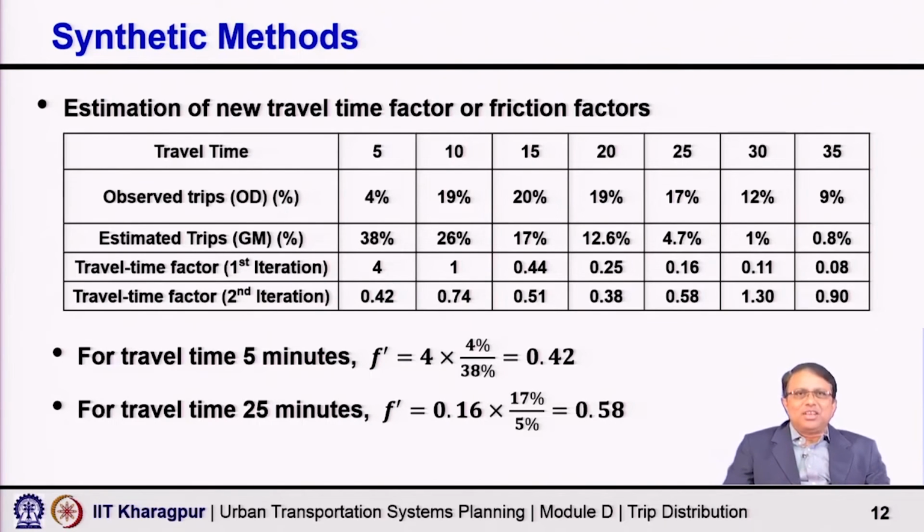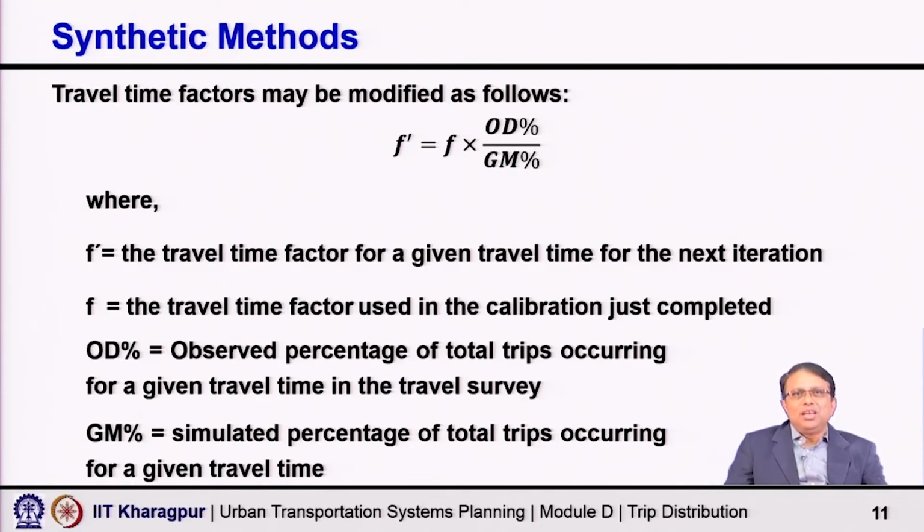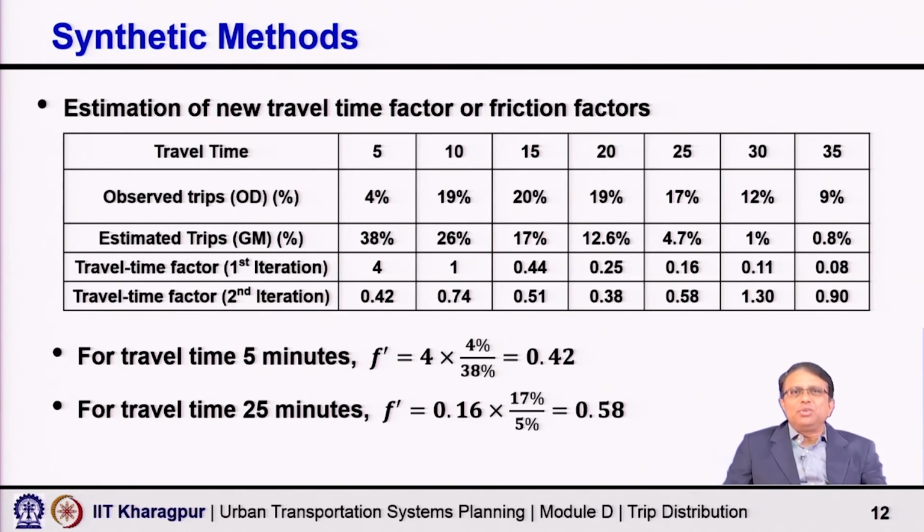That way let us modify it. This slide shows what my observed trip is, what my estimated trip from the gravity model is, and what travel time factor was used in the first iteration. Then using this formula, the modified friction factor equals the friction factor used in the last iteration, multiplied by the observed percentage for that travel time divided by the gravity model percentage. You can compare and then accordingly modify it. Exactly following that we modified the value of Fij.